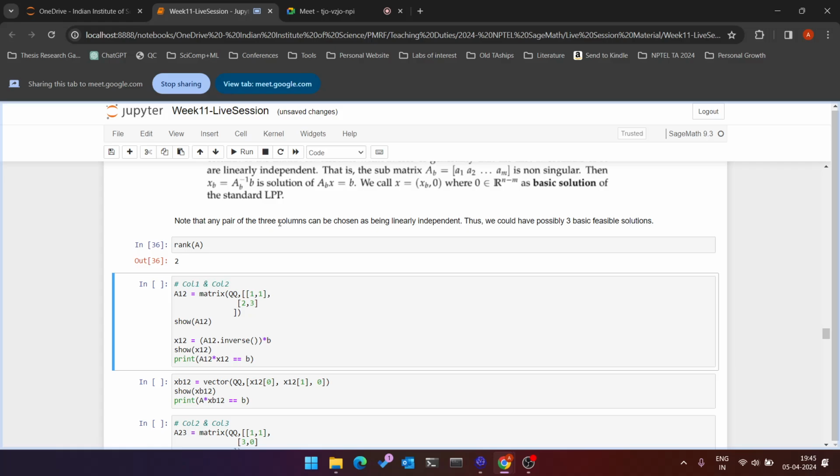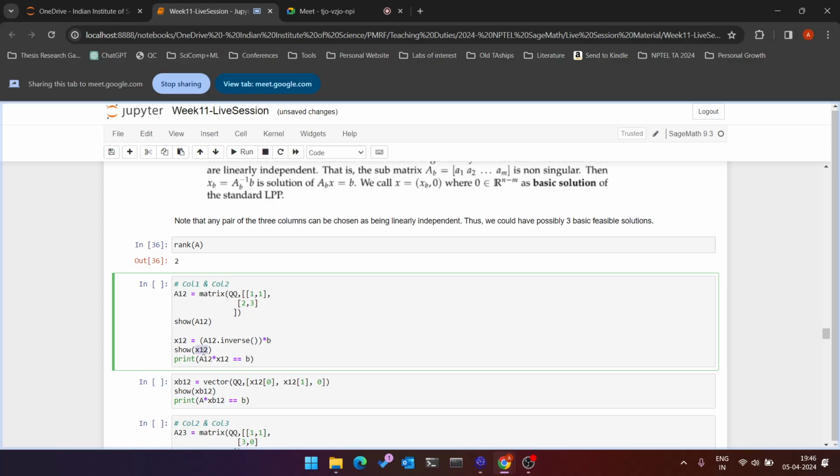This is our basic assumption here. If I choose my first two columns as column 1 and column 2 respectively, then I can write my A12 submatrix as 1, 1 and 2, 3, from which I will calculate my possible solution x12 as inverse of A12 into B.